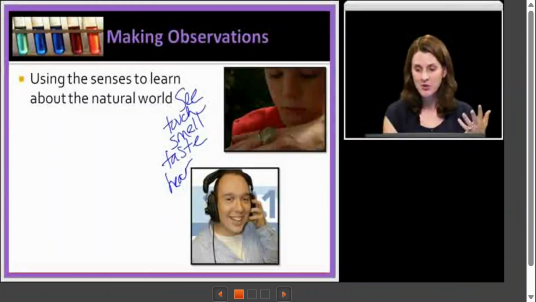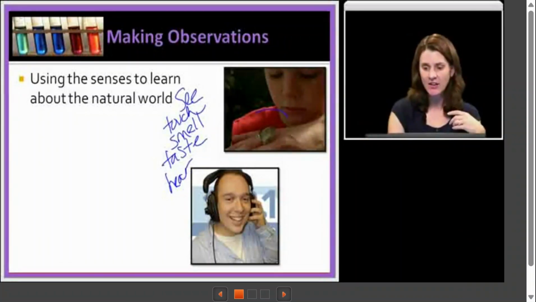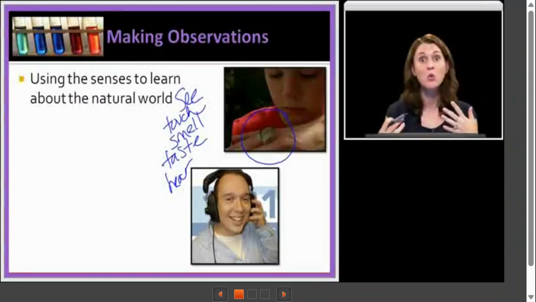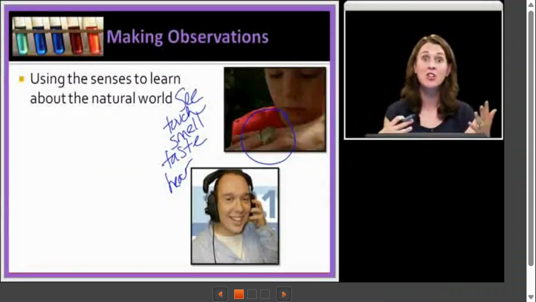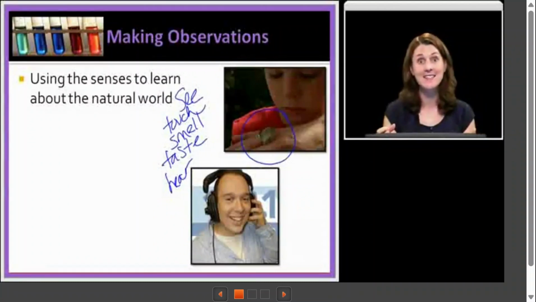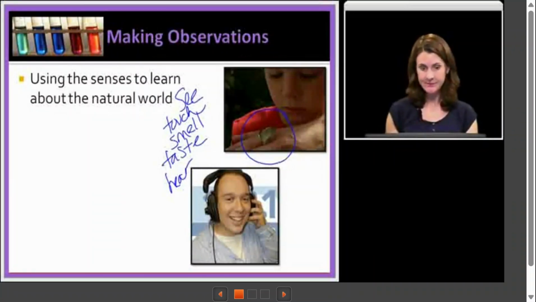For example, you can see here this child is looking at something to make an observation. He wants to write down as many observations as he can about what he's looking at in as much detail as possible, so that if somebody else were to look at his notes about this observation, they would have a picture in their mind of exactly what he was looking at. That's how detailed you would want to be.